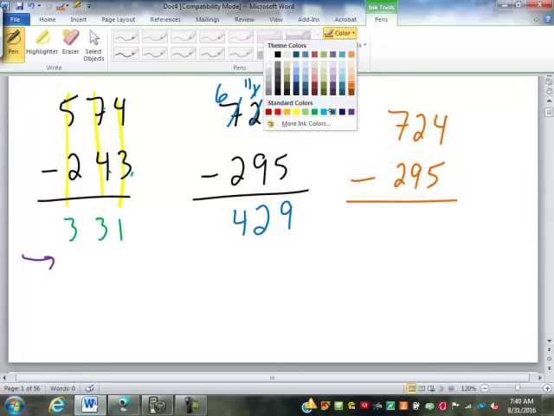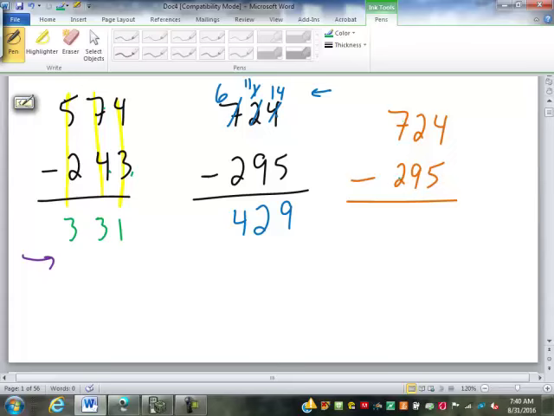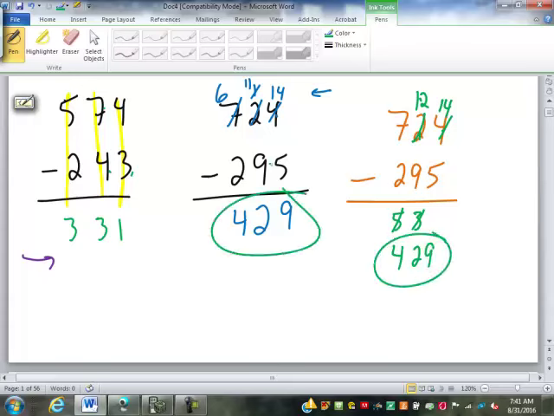Just like addition, that's not the only way you could have done that problem. Before borrowing became the popular way of doing it, one of the ways would look like this. 7 minus 2 is 5. 2 minus 9 can't be done, so we take from the 5. That's a 4. This is 12. 12 minus 9 is 3. 4 minus 5 can't be done, so we take from the 3. That's a 2. This is a 14. 14 minus 5 is 9. You can see we get to the same answer.